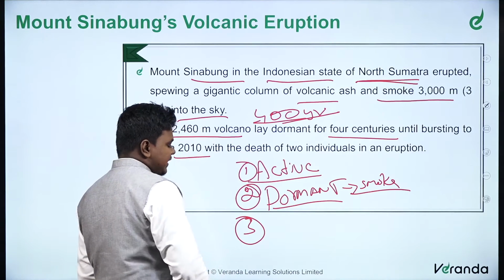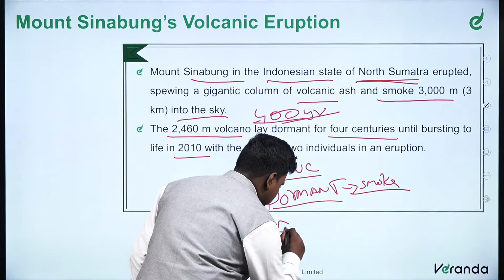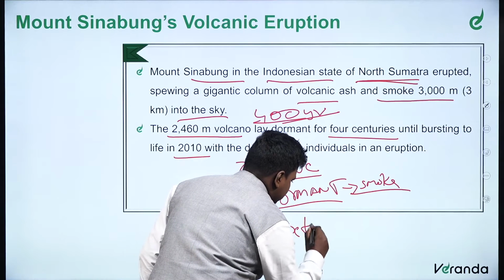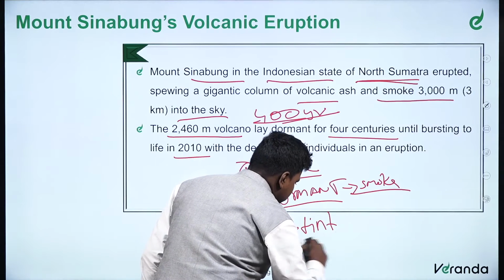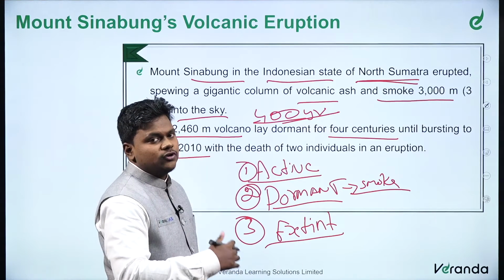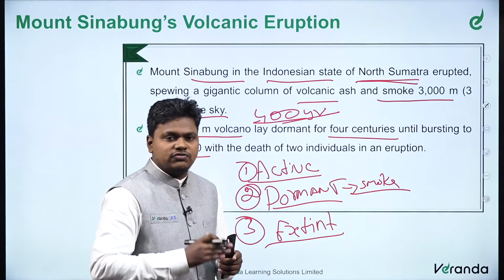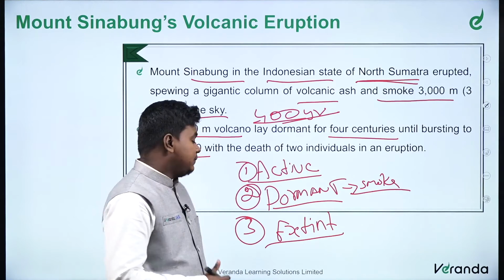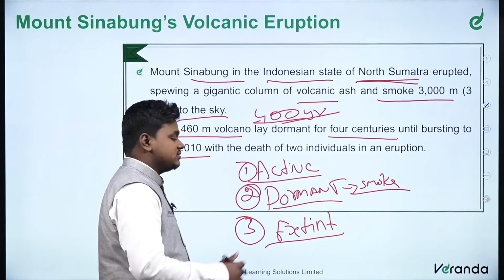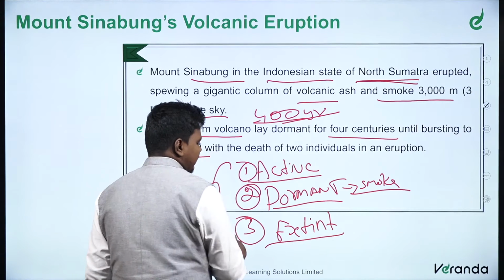And then we have extinct volcanoes. These were volcanoes before, but now they have become extinct. They have no chance of erupting, since they became extinct. So these are the 3 types of volcanoes.